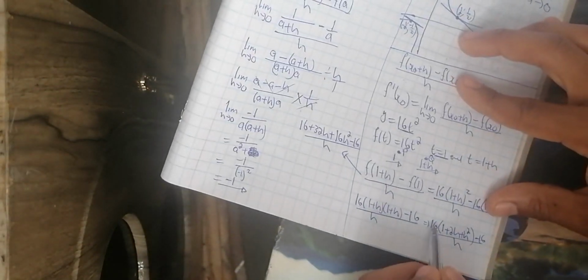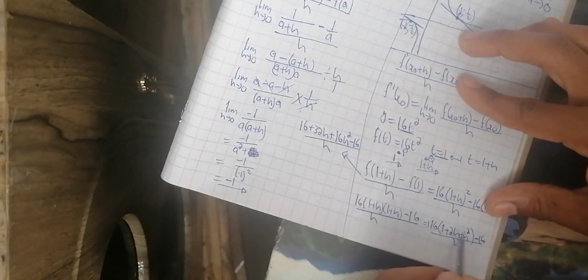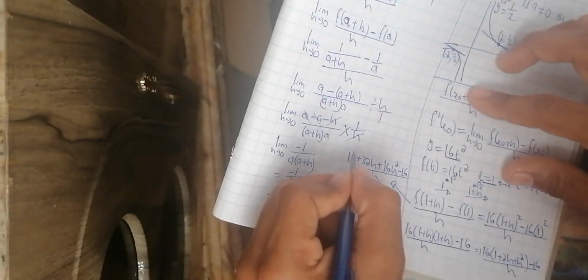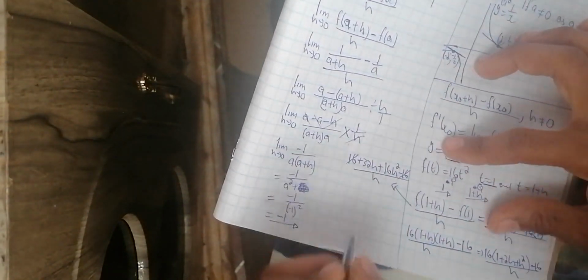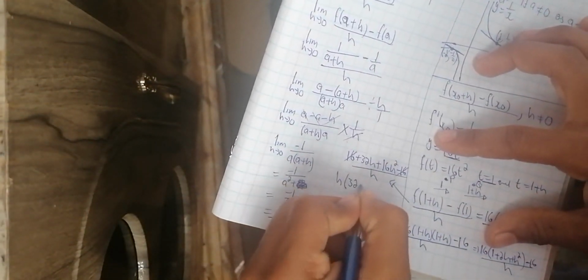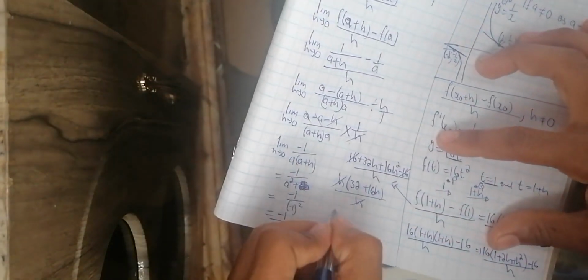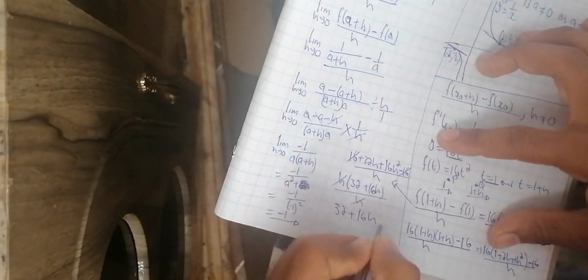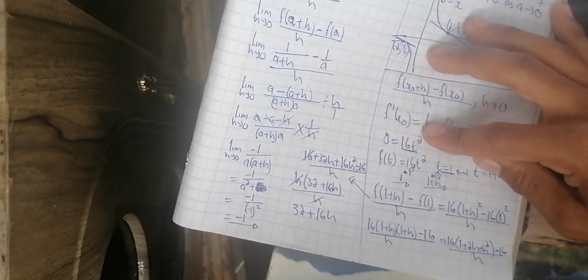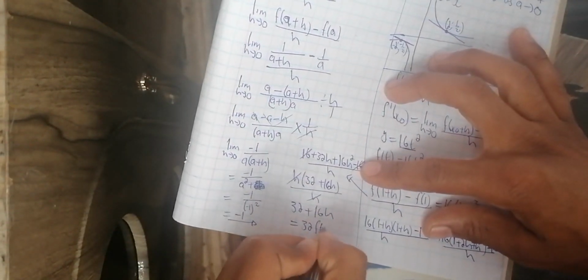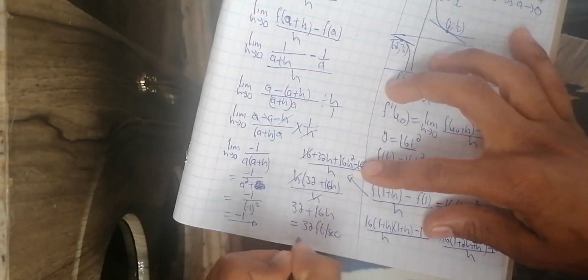So please don't forget that. This times this, this times this, this times that will give you this, and you still have your minus 16. Right, from here, positive, negative goes out. I have a common factor of h. 32 plus 16h all over h. Let's get rid of those two. 32 plus 16h. We can allow this to now approach 0.